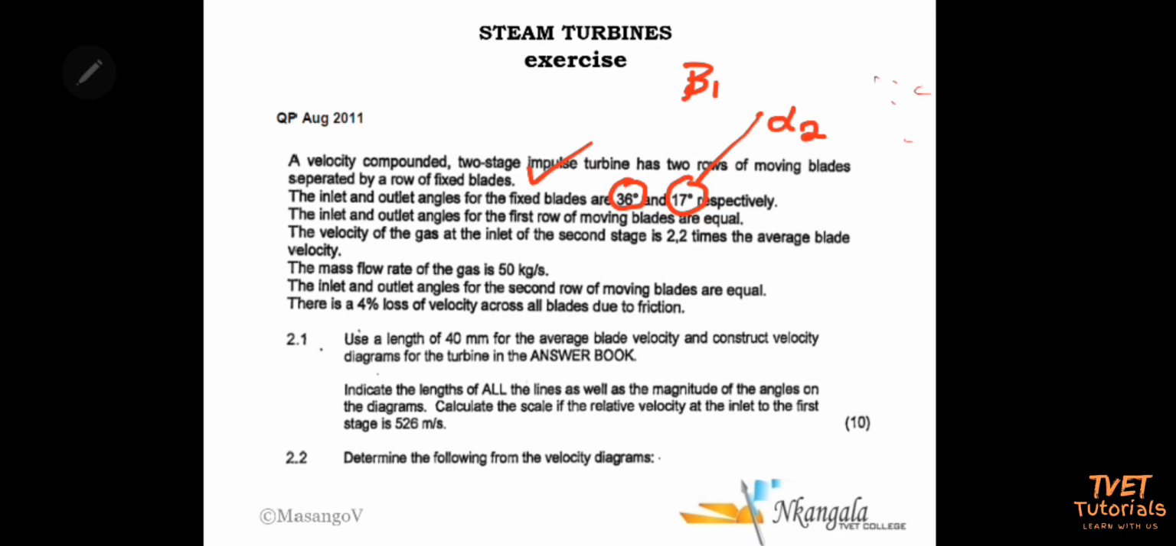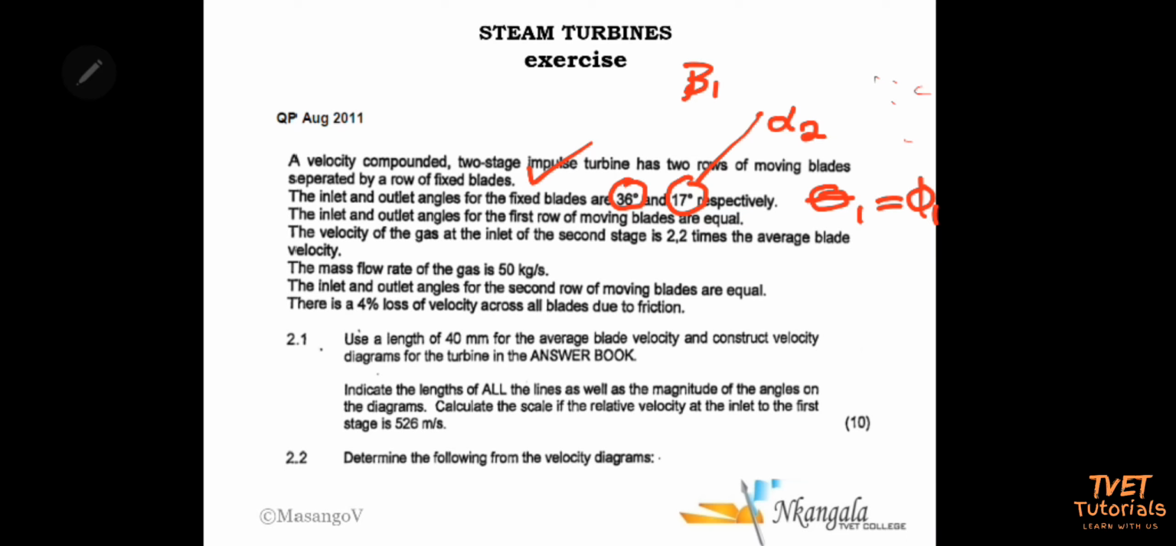Okay. The inlet and outlet angles of the first row of moving blades are equal. So these are blade angles at first stage. Both of them are equal. Another way of saying they are equal is saying there's symmetrical blading in the first row of moving blades. So they are equal, but we don't know their value or their size.